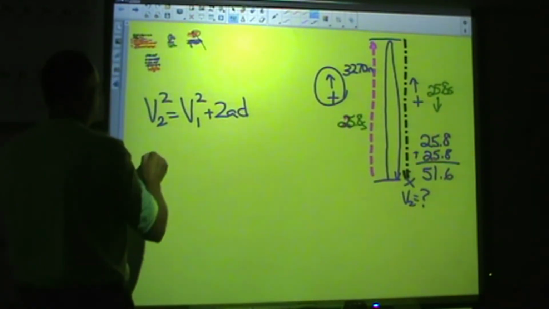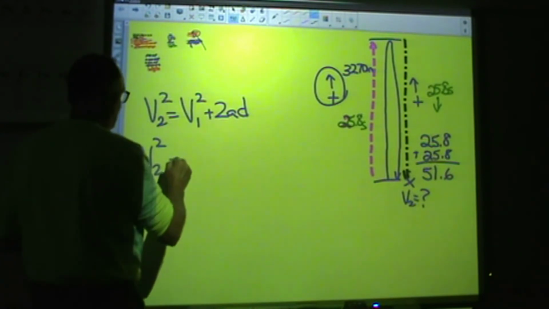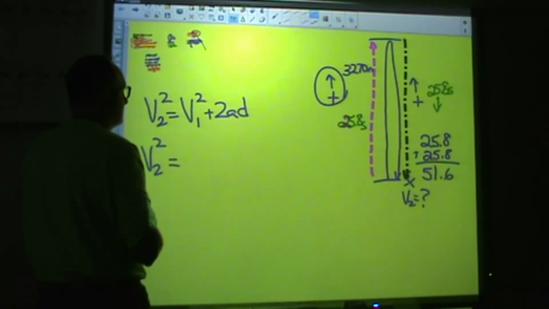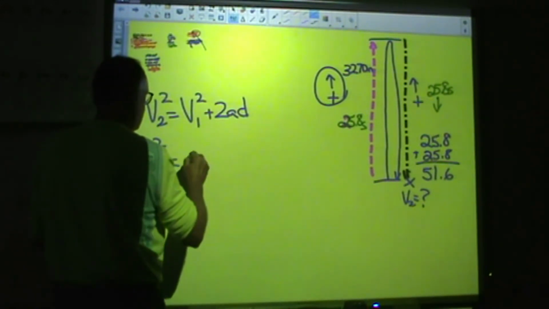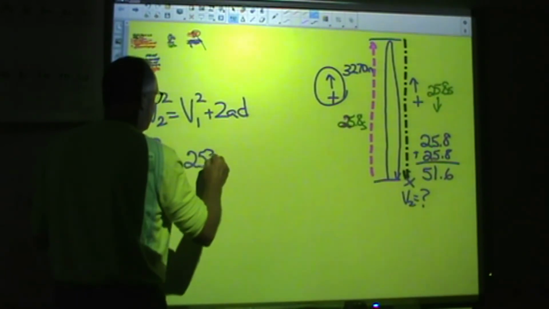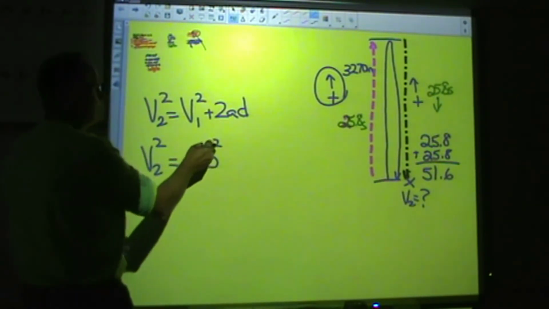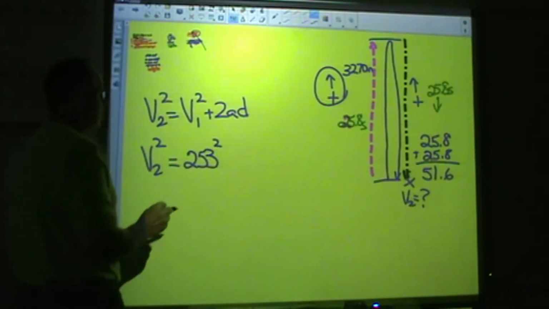Okay, and we're looking for V2, so I'll put that. What did you use as V1? V1, I used the... you said 250. Yep, so you use that, 253 squared. It's important not to forget that squared.